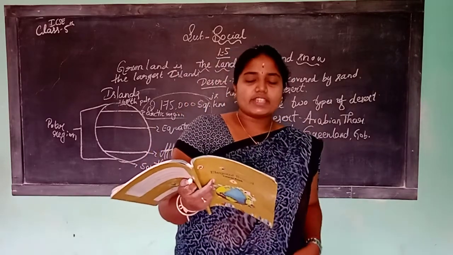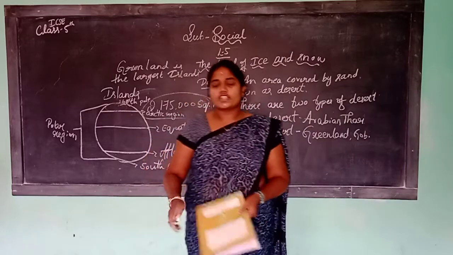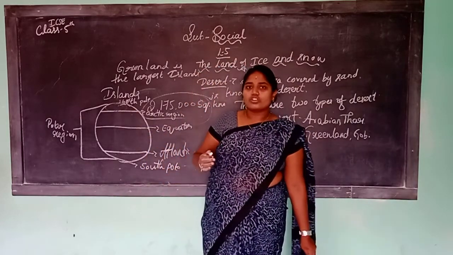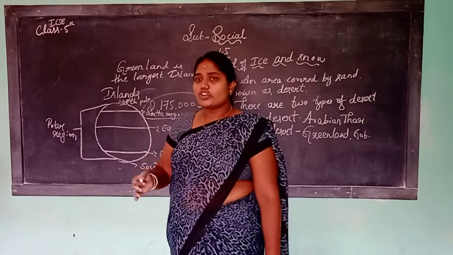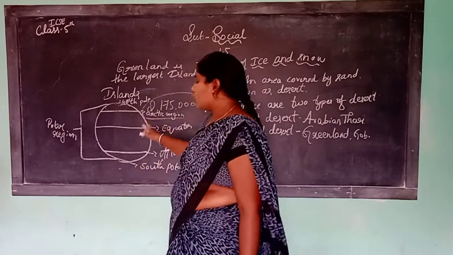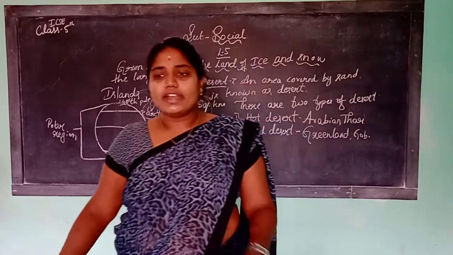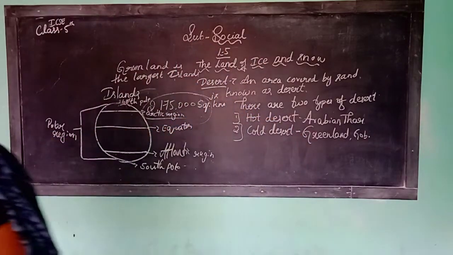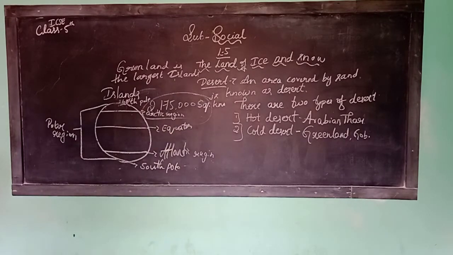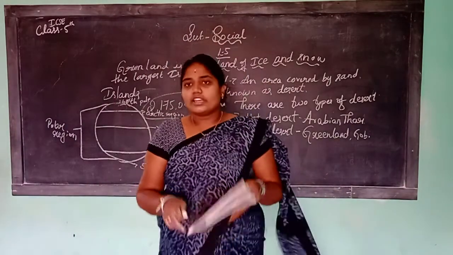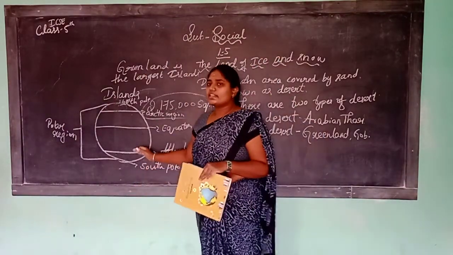It is covered with ice and snow. So it is a cold region covered by ice and snow. You know what ice and snow means? The area in the North Pole and South Pole is covered by ice and snow. Now next is climate. The climate is very cold throughout the year. It is only covered by ice and snow.